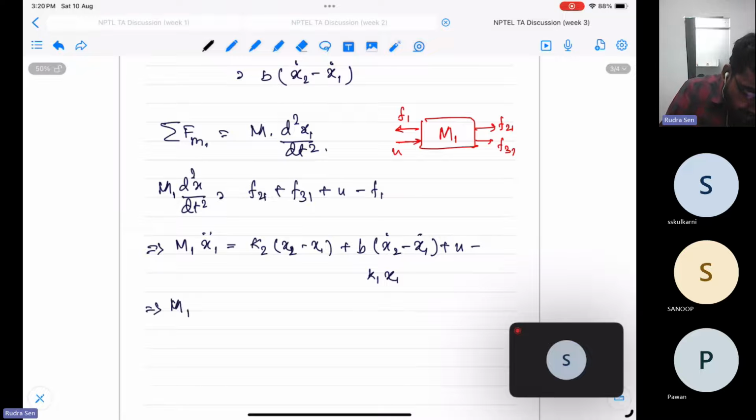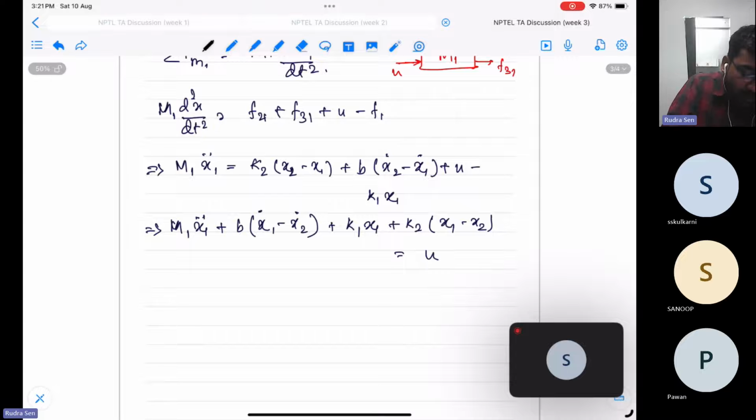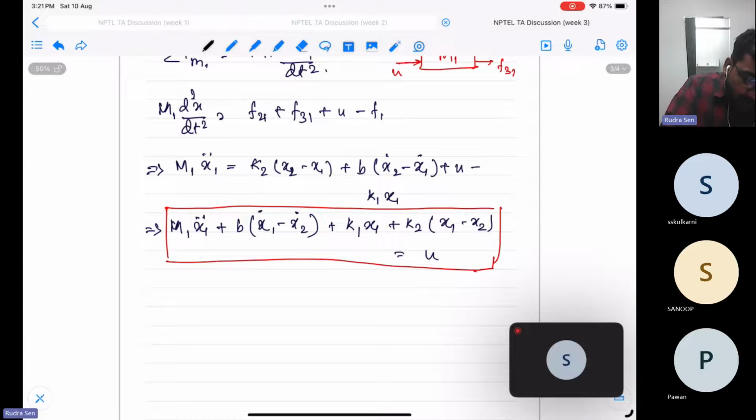So what will I get? M1 x1 double dot plus B, if I move it over here, it will be x1 dot minus x2 dot instead of x2 dot minus x1 dot, right? Plus k1 x1 plus k2 (x1 minus x2), that equals u. So this is my first equation. This is equation number 1.